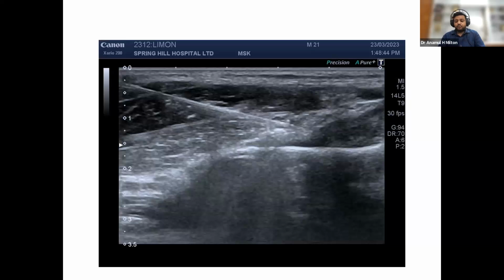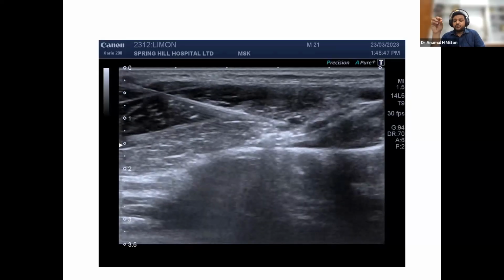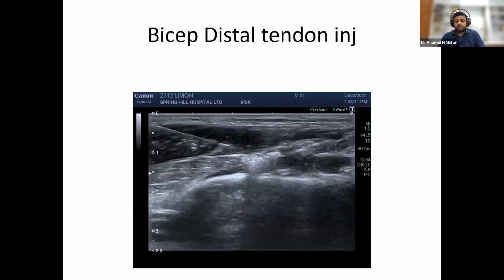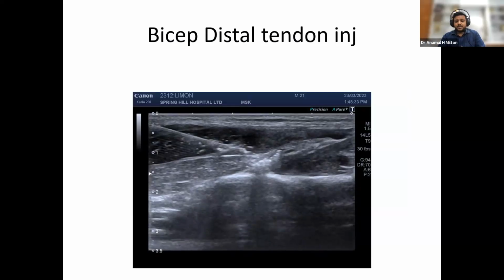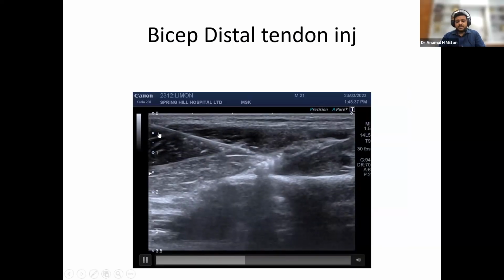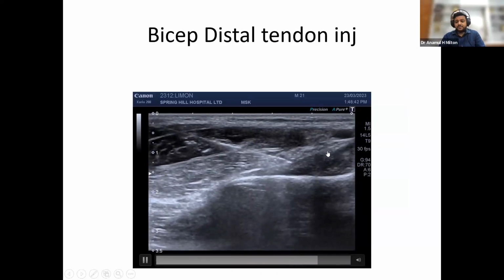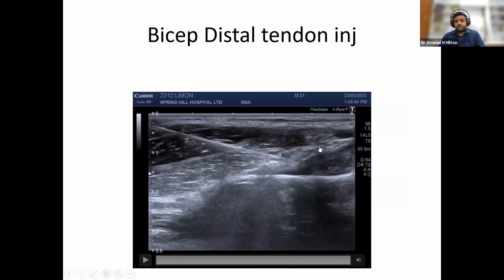So here, we know that it is very difficult to inject the distal head of the biceps. Here I have shown a video where this is the long tendon, and the needle is like this, so it pierces and gives the medication over here.